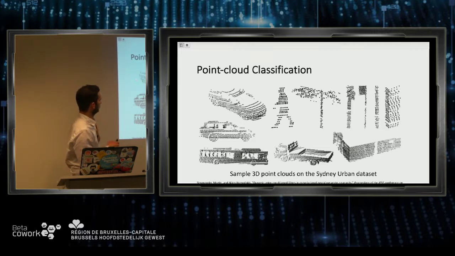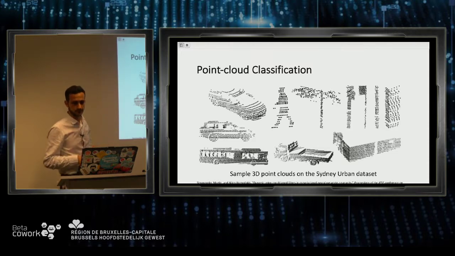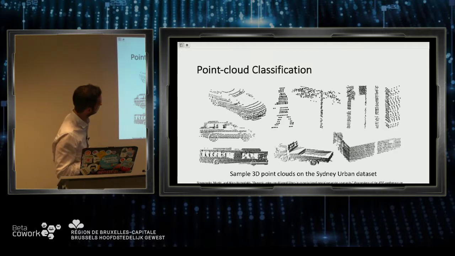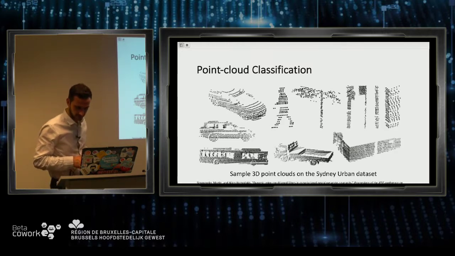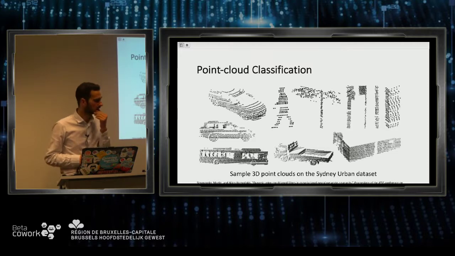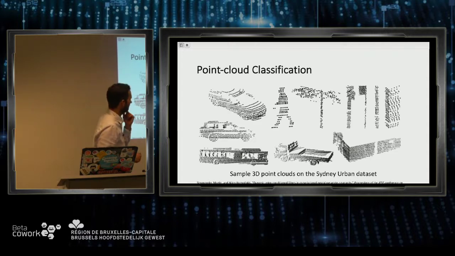You are basically using the properties of the graphs to understand similarities and latent dimensions across the different points. I don't know what this thing is, but I guess it's some kind of building. Might be, yeah. Traffic signals, yeah. This can be a crane or something, yeah.